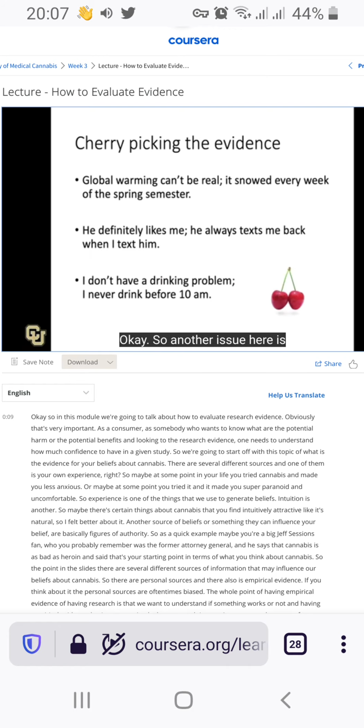Okay, so another issue here is cherry picking the evidence. So global warming can't be real, right? Because it snowed every week of the spring semester. In fact, I'm looking out the window right now, and it's the middle of May, and it's still snowing here in Colorado, right? And can I then assume that global warming isn't real? No. Cherry picking the evidence is not a good way to make decisions about what's real and what's not real.